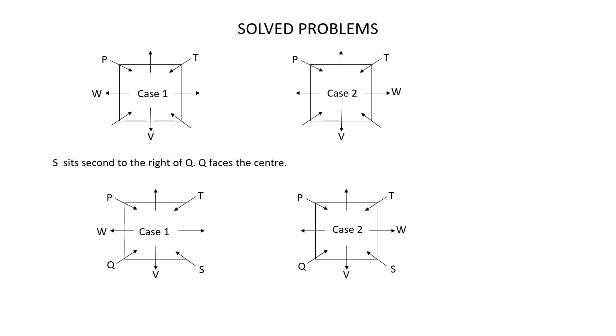Now in case 2, again these are the only two positions for Q so that Q can face the center. But supposing Q sits here, then second to the right of Q will be this position which has already been occupied by T, and S cannot sit here. So this is not the position for Q. Clearly this is the position for Q. So let Q sit here facing the center, and second to the right of Q is this position for S. So the seating positions of case 1 and case 2 look like this now.